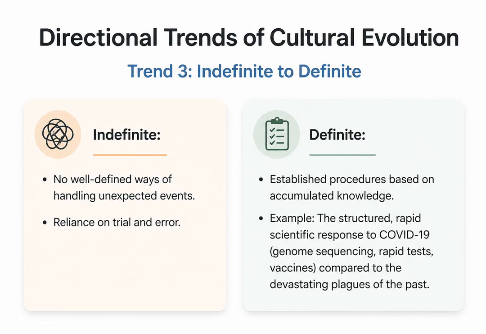The third trend is from indefinite to definite. Early societies handle crises indefinitely, relying on random trial and error because they lack accumulated knowledge. Evolved societies operate on definite, established procedures. A perfect example is the COVID-19 pandemic. Because of centuries of accumulated scientific knowledge, humanity had a definite response. We immediately sequenced the genome, created rapid tests, and developed a vaccine in record time. Compare that to centuries ago, where a new disease, like the measles brought to the Aztec civilization, would simply wipe out the population because there was no definite medical procedure to fight it.